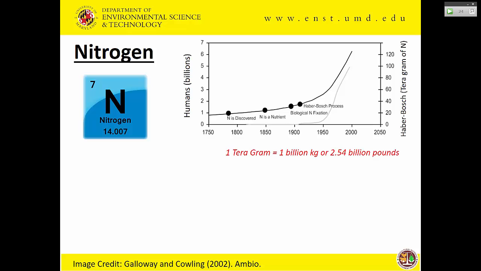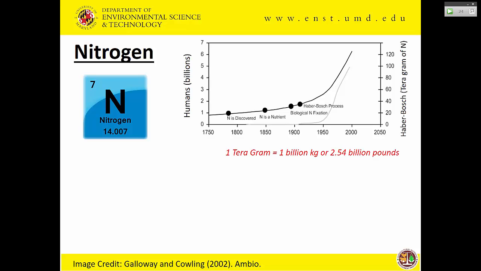So this is the slide I was talking about. This is my favorite slide to look at. On the left side, this is our population going up to 6 billion or 7 billion, and this is a timeline. Nitrogen was discovered in the mid-1700s, and it took almost 70 years to realize that this is an important nutrient for plant growth. Close to 1900, we discovered biological nitrogen fixation, which means that plants can actually take nitrogen from the atmosphere and meet part of their nitrogen requirements.